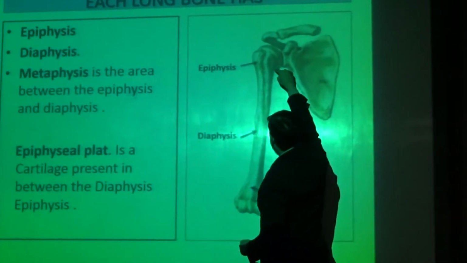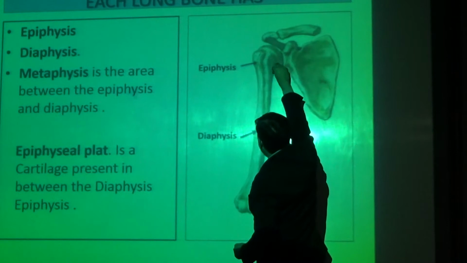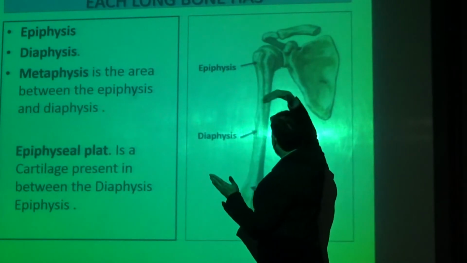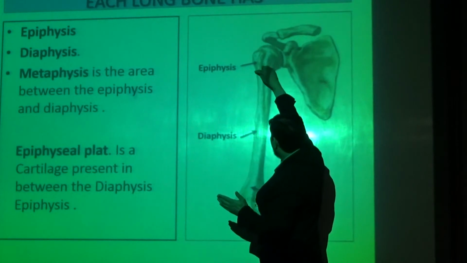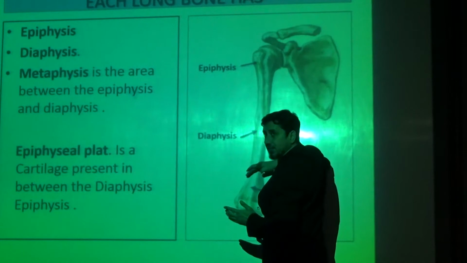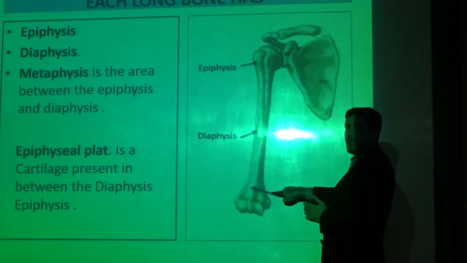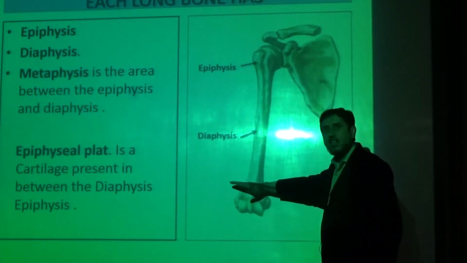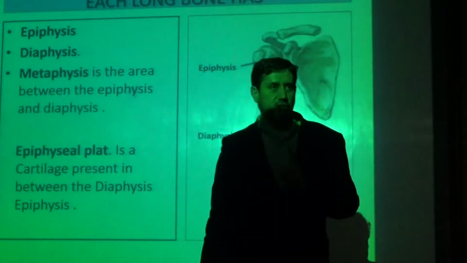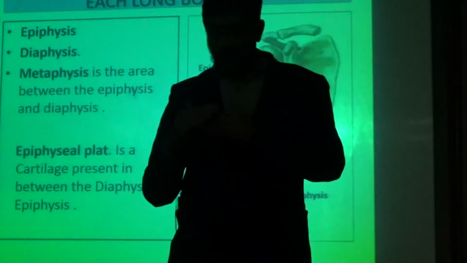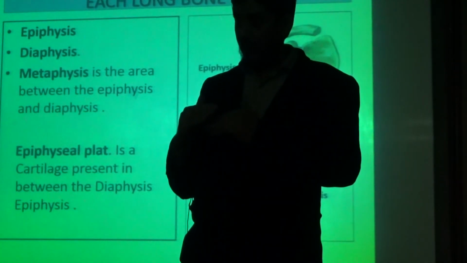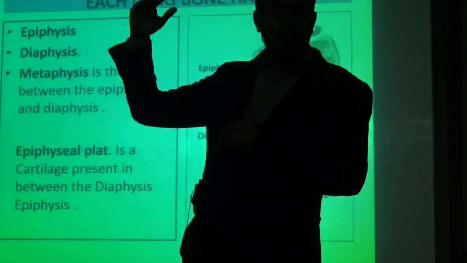maybe he has cartilage, only a small plate at this level, between epiphysis and diaphysis, and over here also. This is known as the epiphyseal plate. This is not bony tissue, this is cartilaginous tissue. Why? When this cartilage is present, the bone can still gain height.